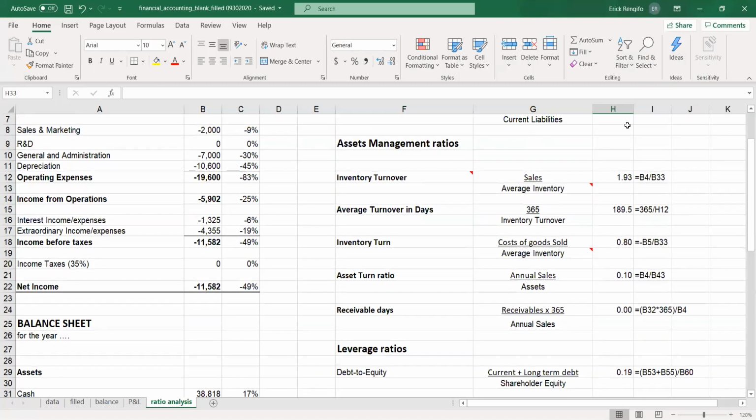You have inventory turnover. It's simply the sales divided by the average inventories. So it's basically how many times your inventories in a year have been sold. Well, in this case, 2 times. Of course, the larger this number, the better, because this implies the following: you buy, you sell, you buy, you sell. The business is buying and selling as fast as you can.